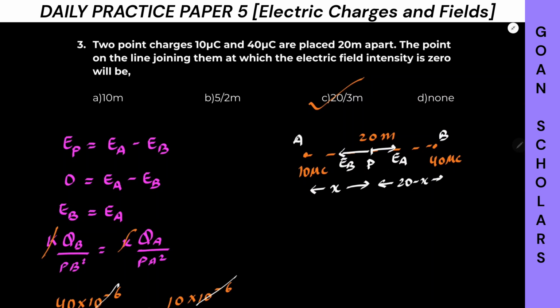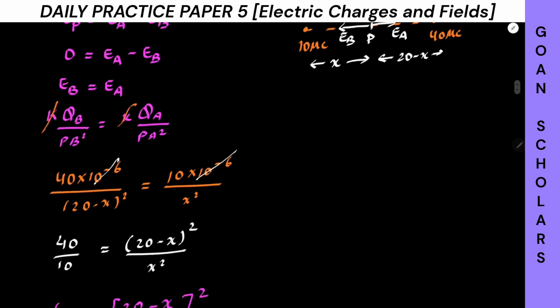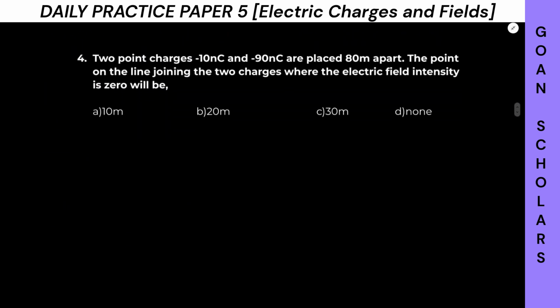Yes, option C is there. Question number 3, practice paper 5. Let's move to question number 4. Question number 4 says 2-point charges: one is minus 10 nanocoulombs, and the other is minus 90 nanocoulombs. Both are placed 80 meters apart. So let's keep here this gap as 80 meters.